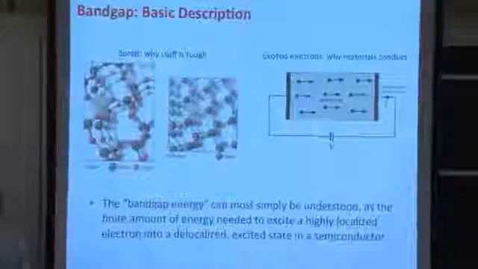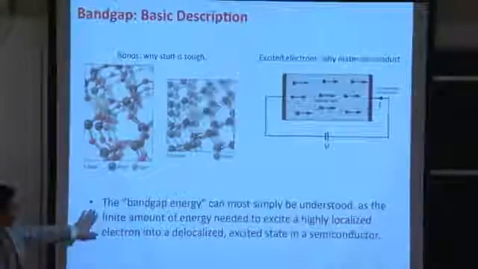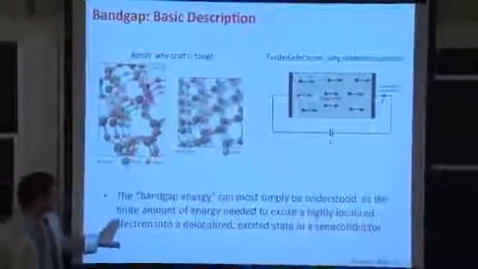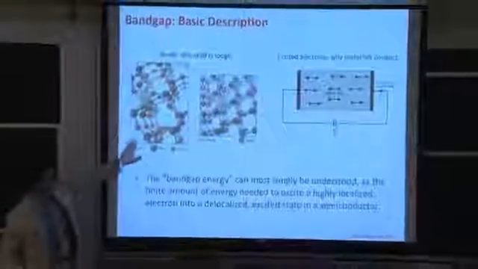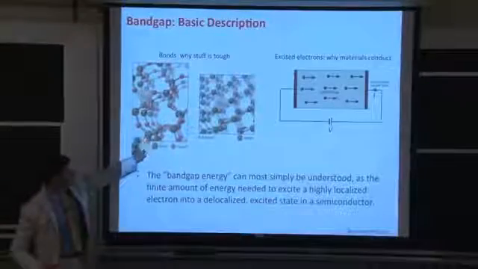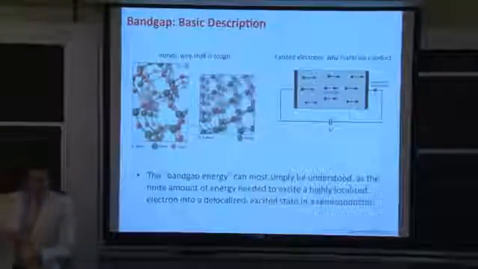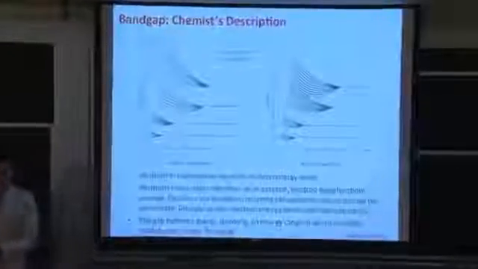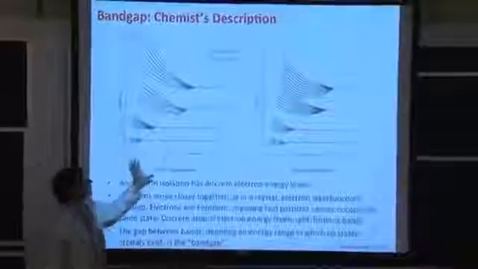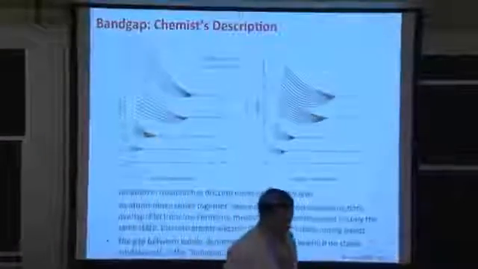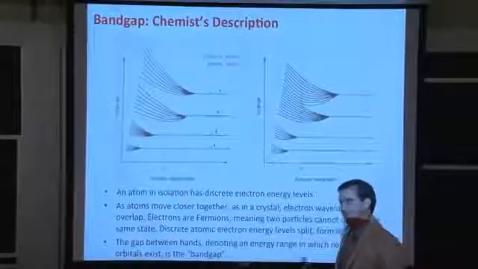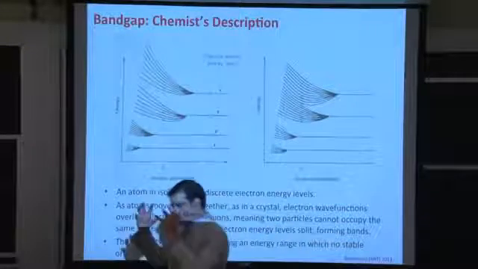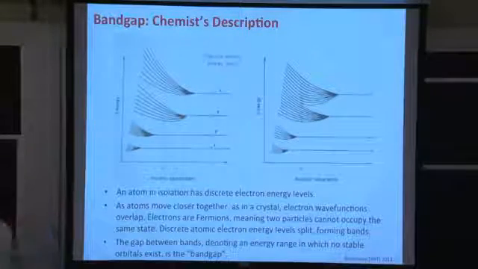So let me go back one step. The band gap energy can be most simply understood as a finite amount of energy needed to excite a highly localized electron into a delocalized excited state in a semiconductor where it can move around the crystal. Okay, so this is the description of how a band gap forms that you'll see in many chemistry textbooks. And I like it because it's something that you can really grasp and understand.